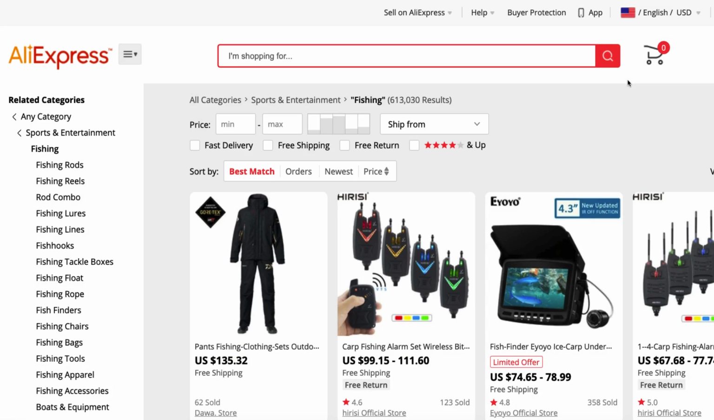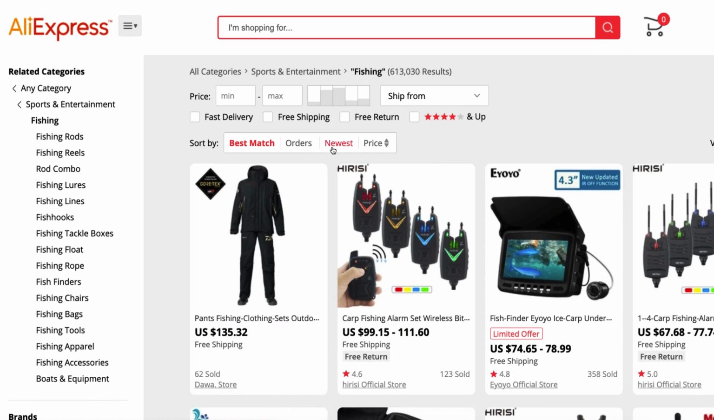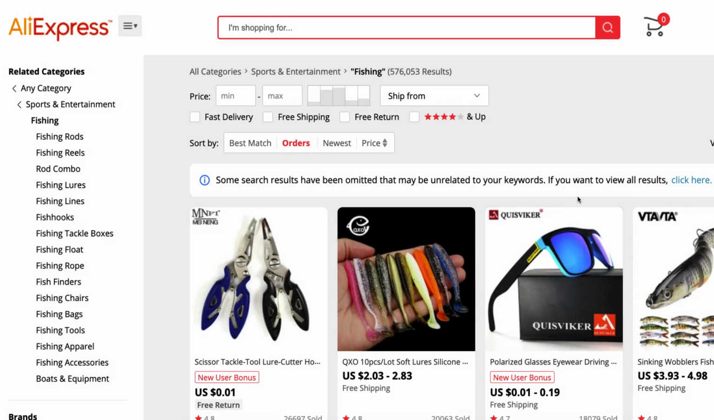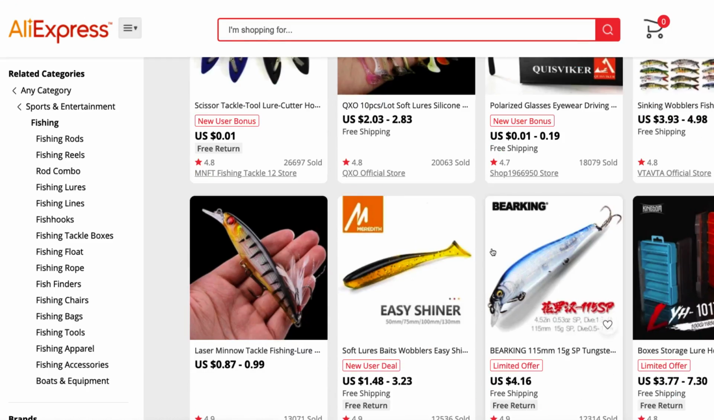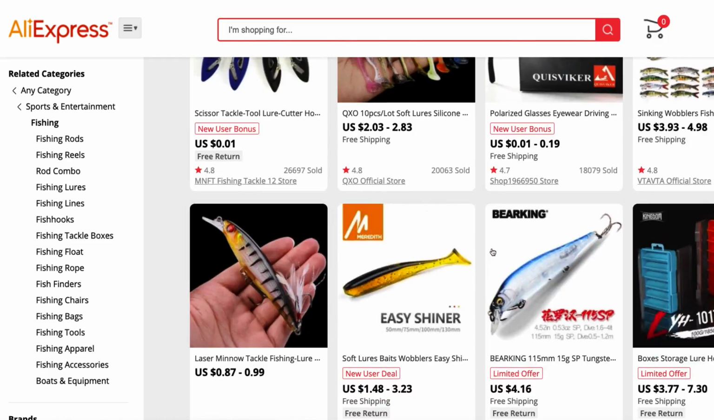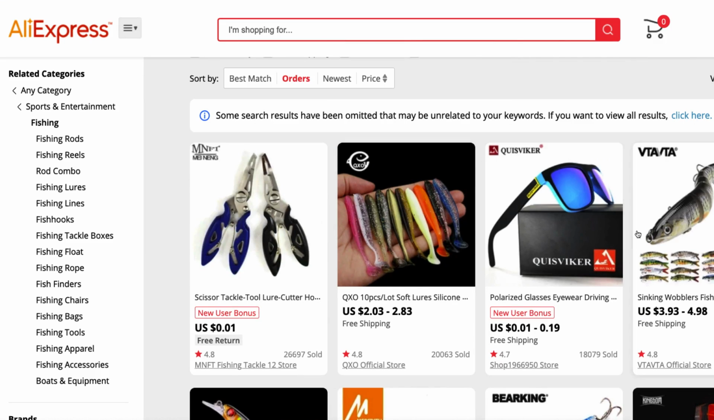And we're going to do the same thing. We're going to sort by orders because we want to see the most popular products. So this is just the broad category. And see, it already is giving us different results than when we actually searched for the keyword fishing.